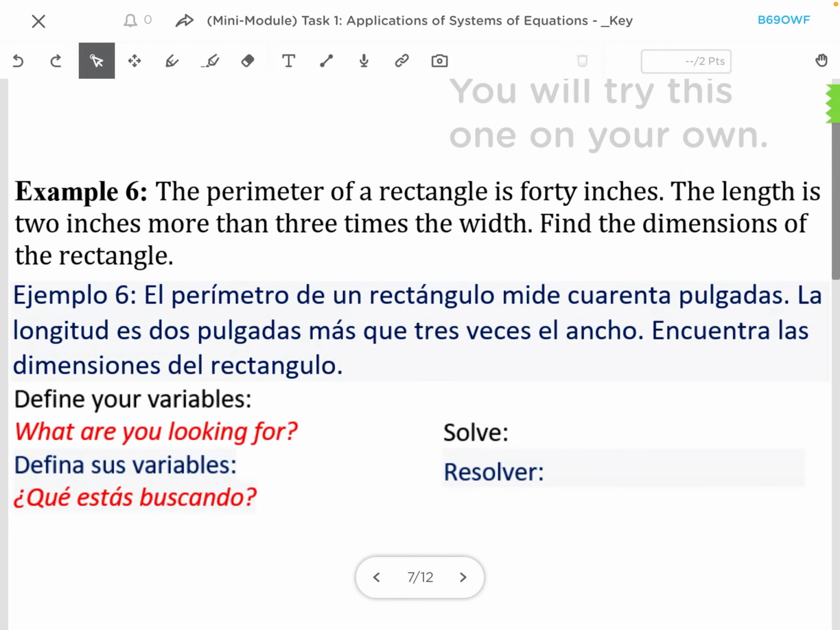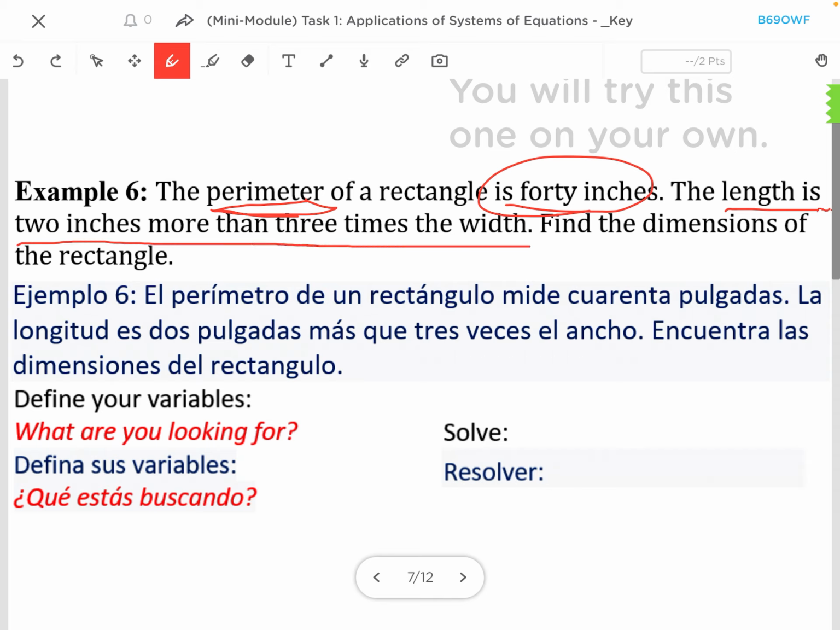Okay, so moving right along to example 6. This one's a rectangle one. So the perimeter of a rectangle, that's going to be important. Perimeter of a rectangle is 40 inches. Right there's my number. It's disguised. The length is 2 inches more than 3 times the width.